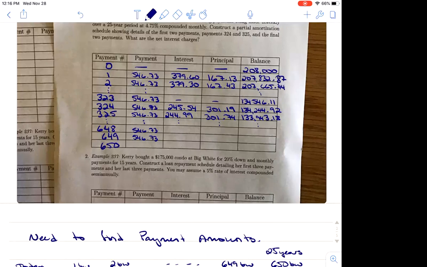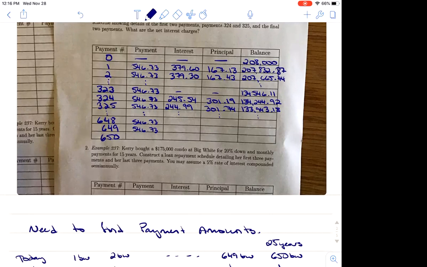So we do the same thing for the last two lines. We need to find the balance at payment 648, because I want to see 649 and 650, but that implies that you need to find the balance at 648. So we use that same calculation on your calculator that we did, but now we want the future value at the 648th payment.